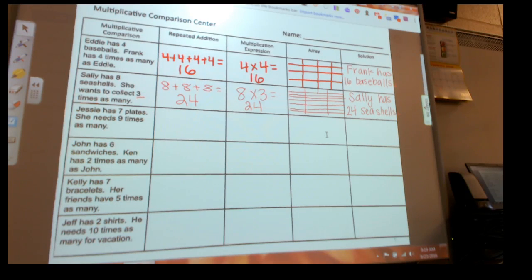So can we figure out how many I would have? How many would I have, Kelly? So I would do addition. I would do 7 plus 7 plus 7. How many times? 9 times. Okay.